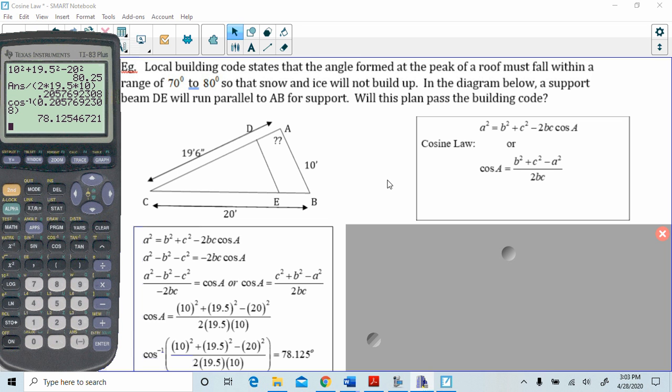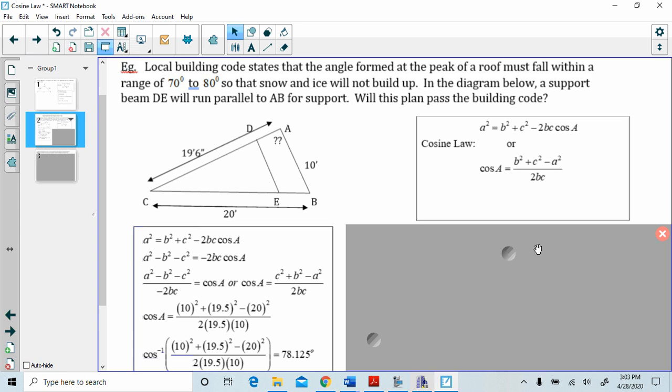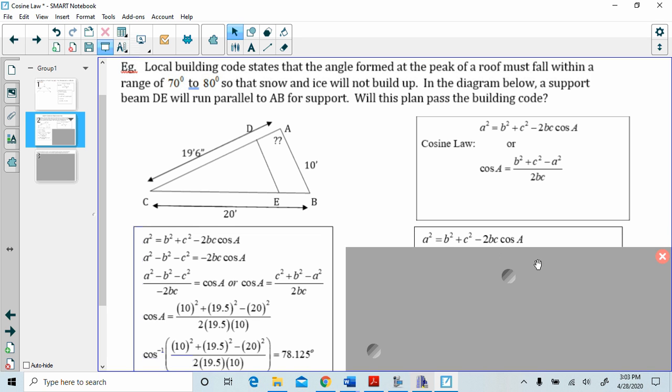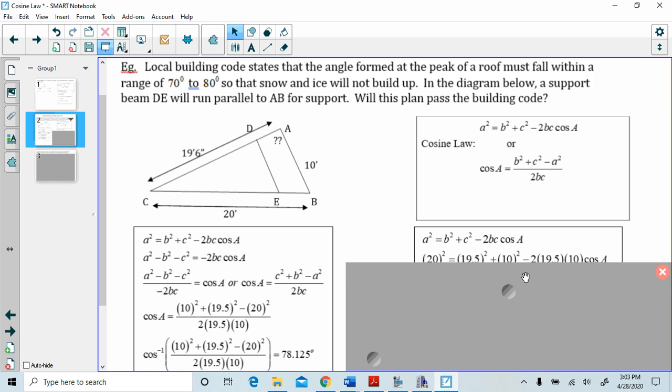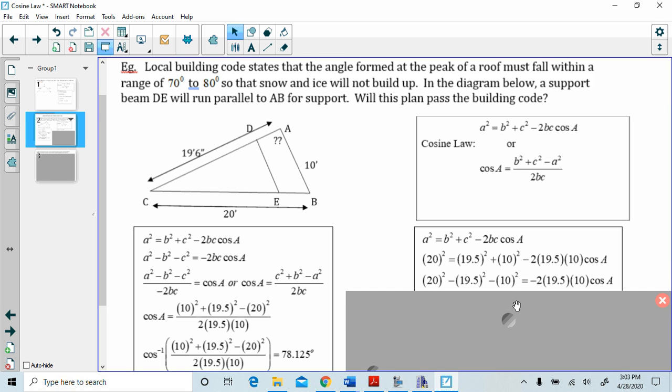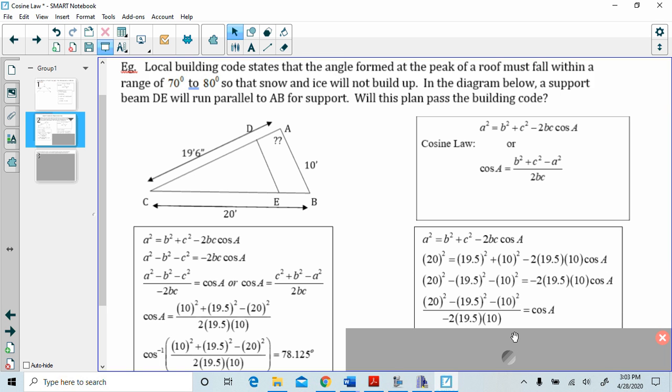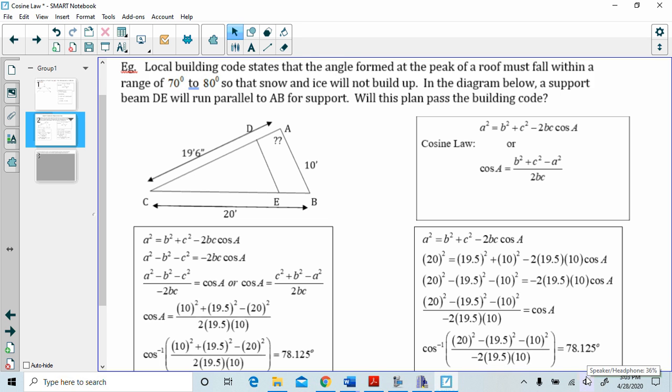If you were interested in seeing it done the other way, we have that over here as well, where you start with the cosine law with a squared equals the rest of the equation. You sub your values in, isolate for the angle you're looking for, and then you get to the same type of setup. Okay, so you get to the same answer. So either way you do it, yes, this will pass the building code.